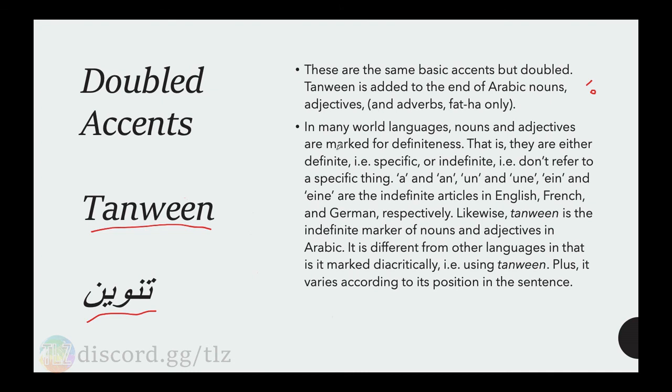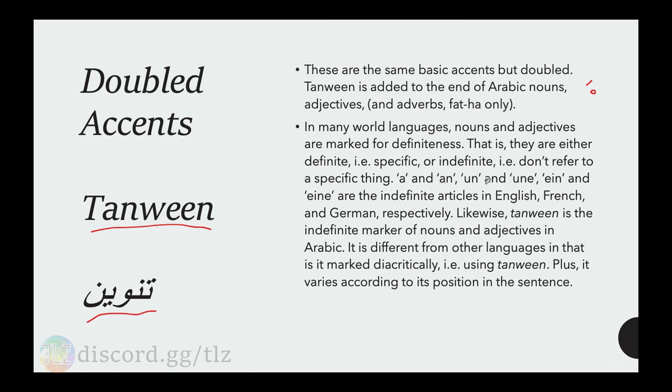In many world languages, nouns and adjectives are marked for definiteness, right? That is, they are either definite or specific, or indefinite, or don't refer to a specific thing. Like in English, if you were to say a cake, it just means cake in general, just any cake. Or an apple, it refers to just any apple. You don't know if it's a specific apple or some random apple, right? But if I were to say the cake and the apple, you would know that I'm referring to a specific thing.